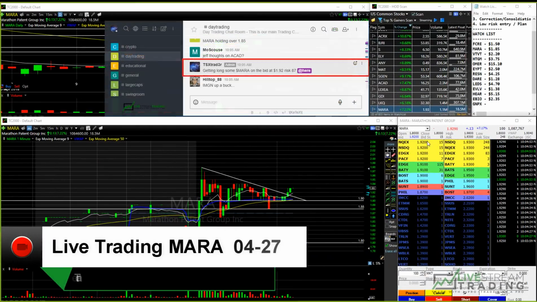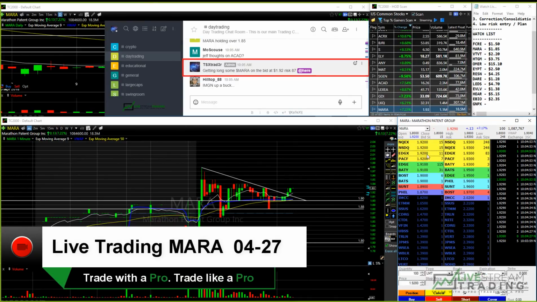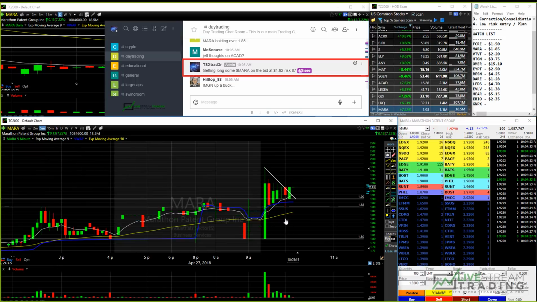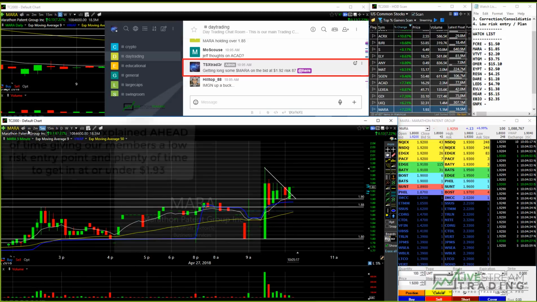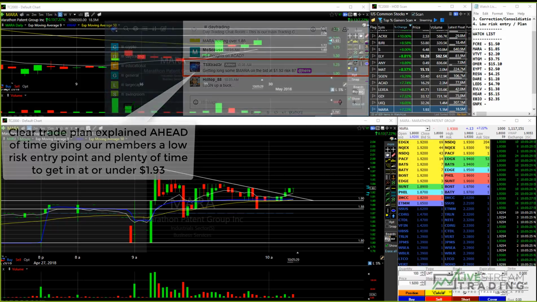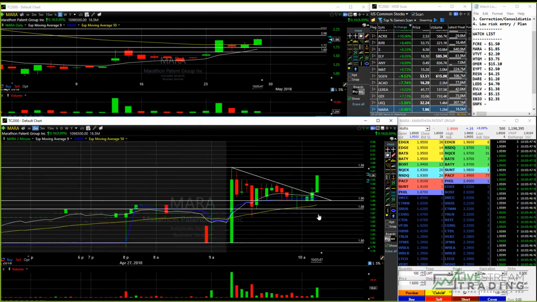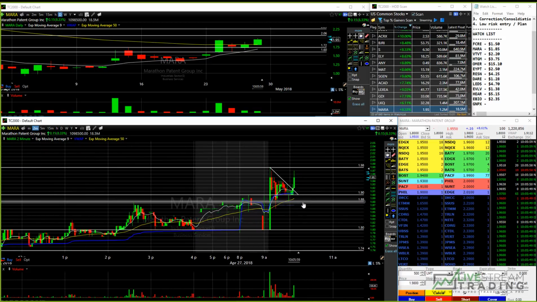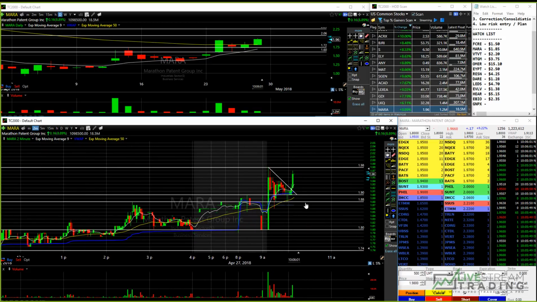So yeah, I'm actually trying to get long some Mara on the bid at 192 here. If we can get some sell pressure to come through with risk off 187. Anyways, look for the break of highs there. And stop is 187.